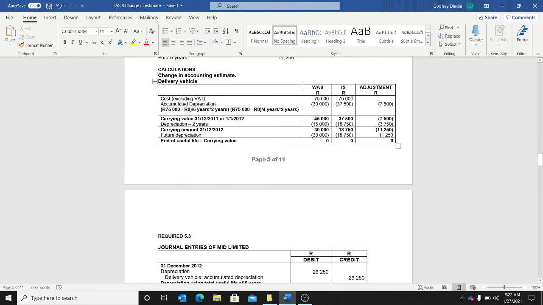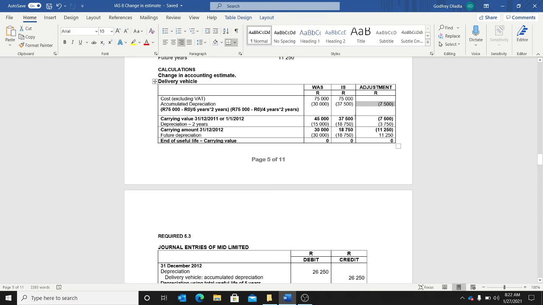Right. 75 minus 37.5 will give us a value of 37,005 by picking off the current. So you'll notice here that your depreciation, if you're using the new method, would have increased by 7.5. Right, your accumulated depreciation will increase by 7.5 using the new change.